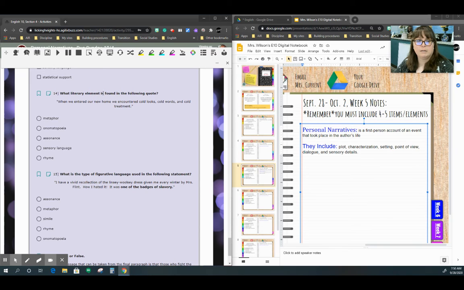(14) What literary element is found in the following quote? "When we entered our new home, we encountered cold looks, cold words, and cold treatment." Is that a metaphor, onomatopoeia, assonance, sensory language, or rhyme? Hit pause, go look up your answer.